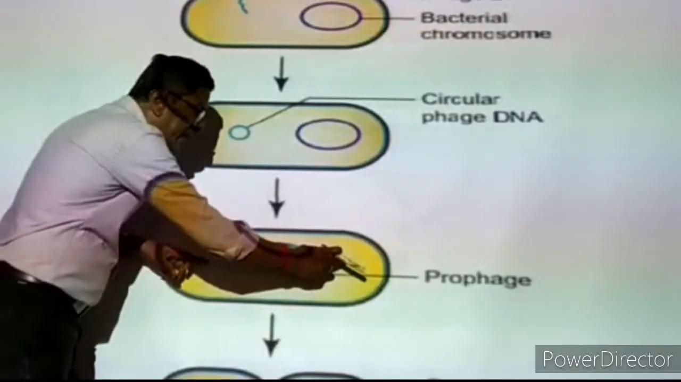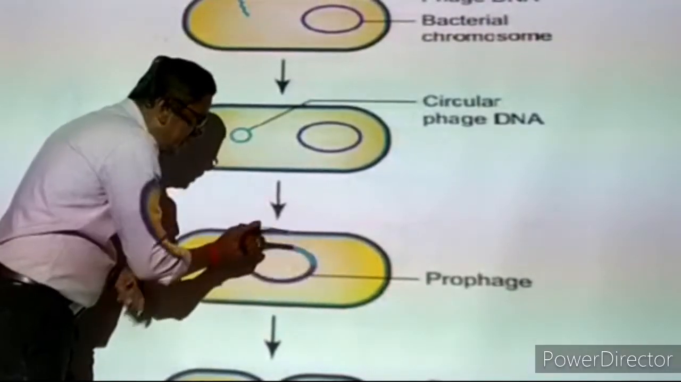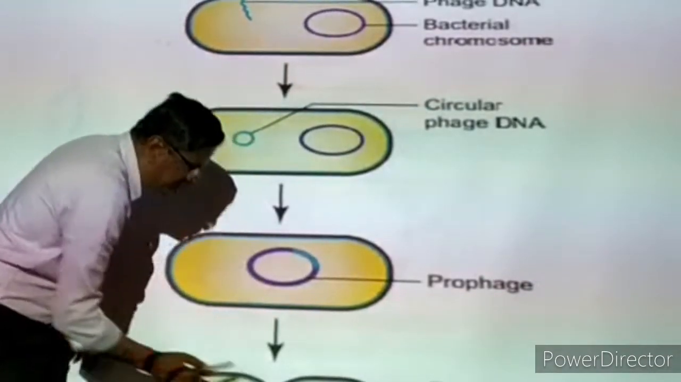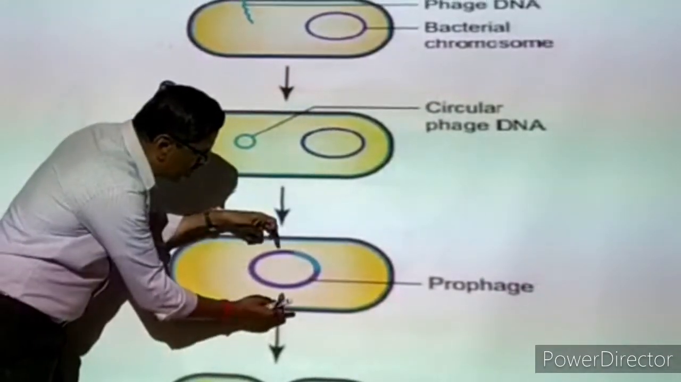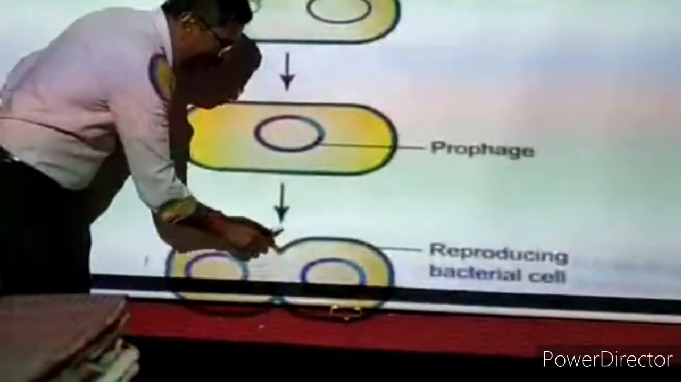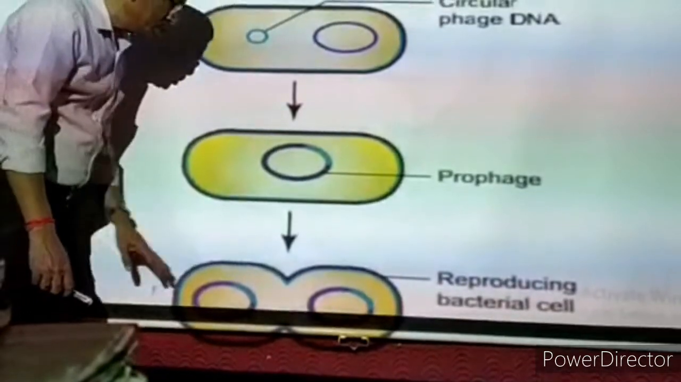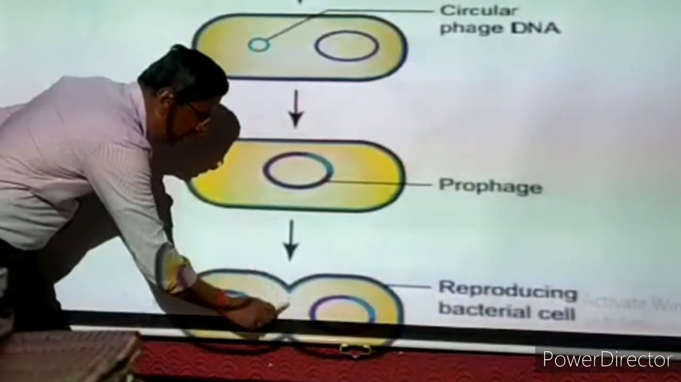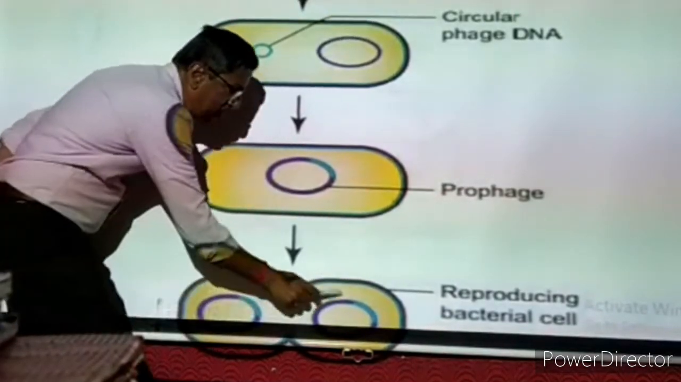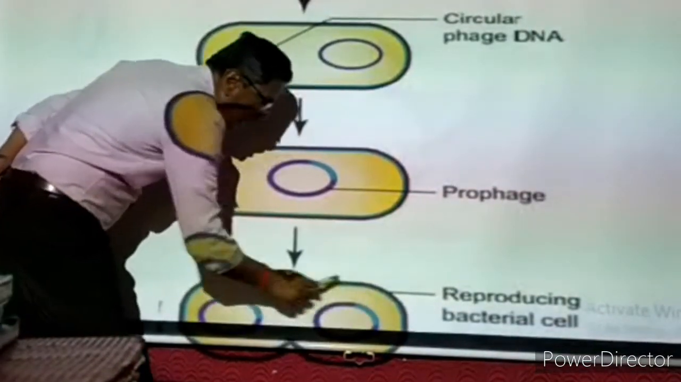Once the two integrated DNAs are produced, the cell wall will constrict at the center. Now you can see this constriction. The constriction grows deeper and deeper between the two integrated DNAs, and finally the cell is divided into two. Here it will be completely separated. So one bacterial cell has integrated DNA, and the other bacterial cell also has integrated DNA.